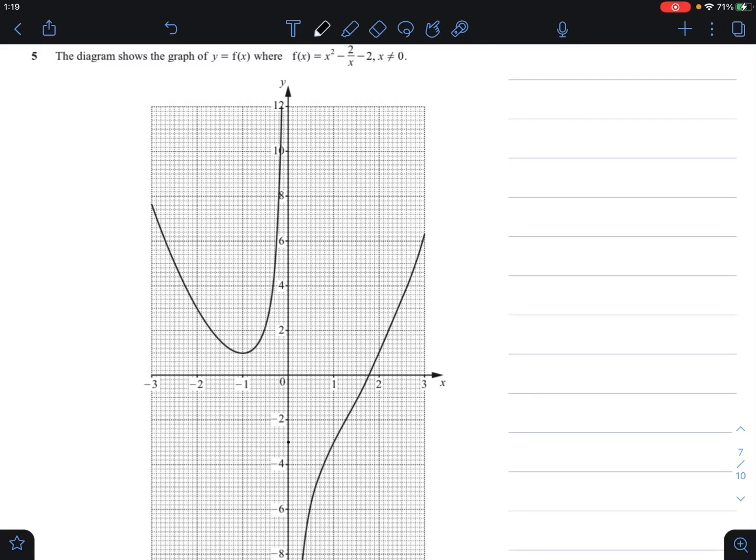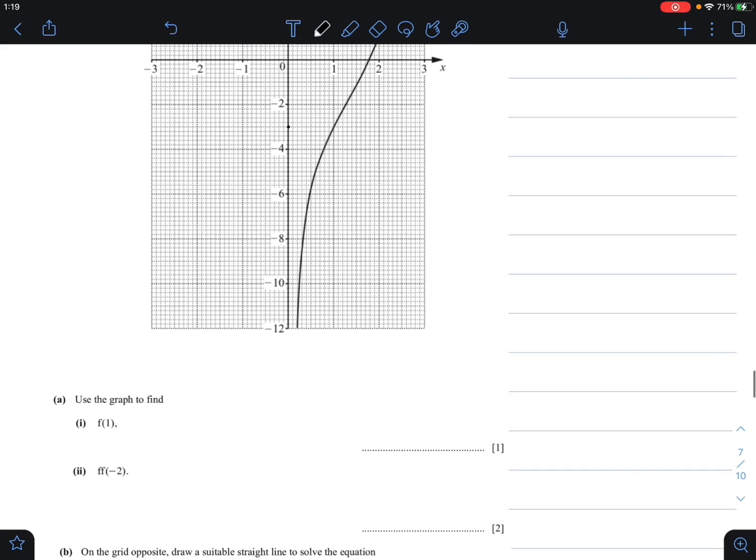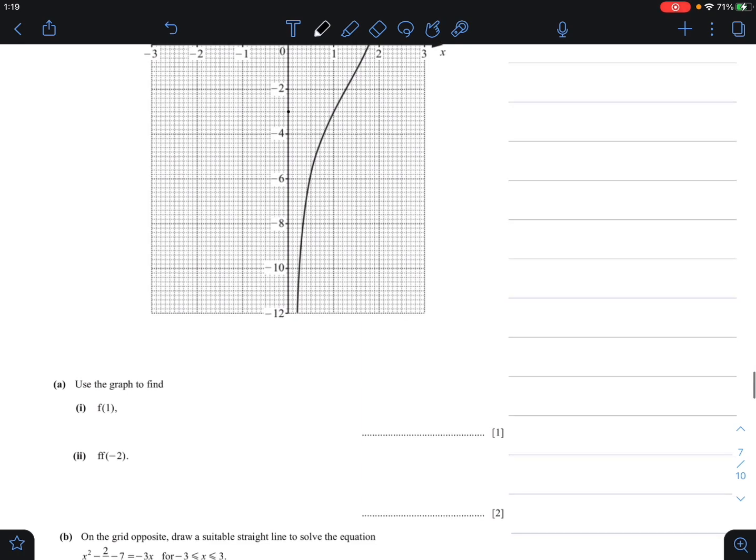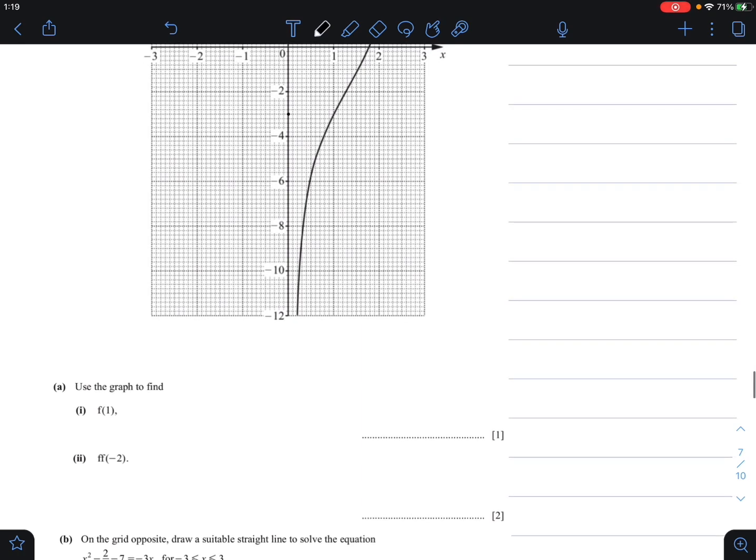Welcome to ANS Solver question 5 of this paper. For part A of this question, they are asking us to substitute x as various values and to use the graph to find the values.